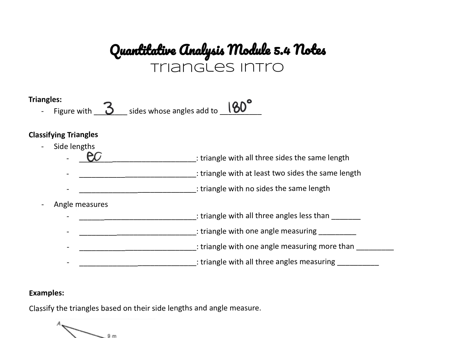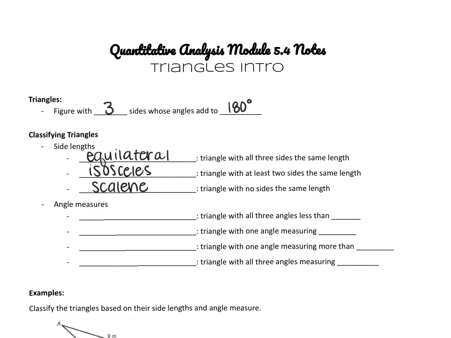So you have an equilateral triangle, which is a triangle with all three sides the same length. You have an isosceles triangle, where you have at least two sides the same length. And then lastly, you have your scalene triangle, which is a triangle with no sides the same length. So that's how we can classify a triangle based on its side lengths.